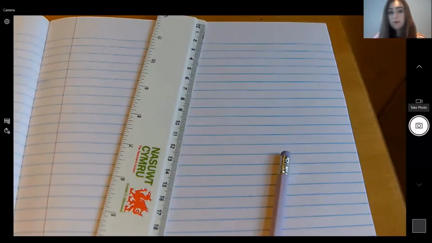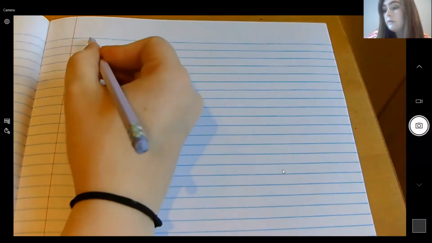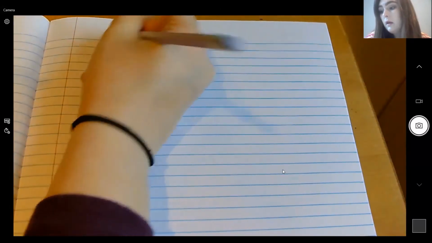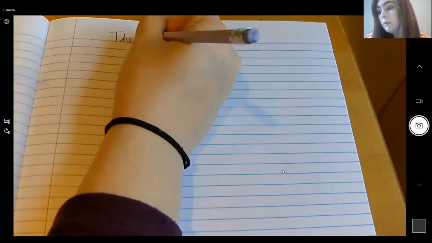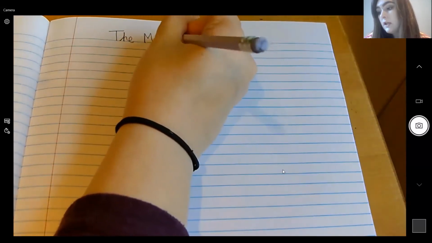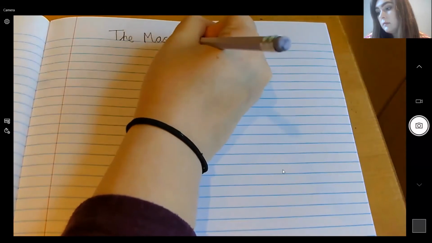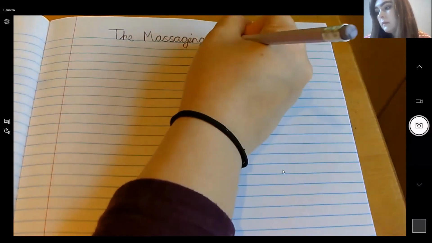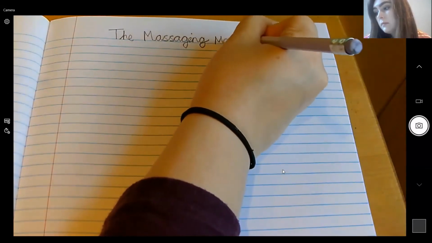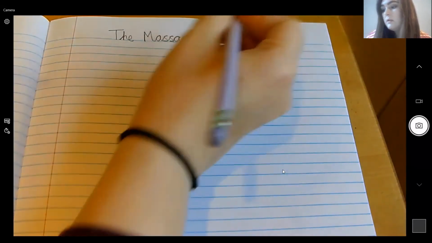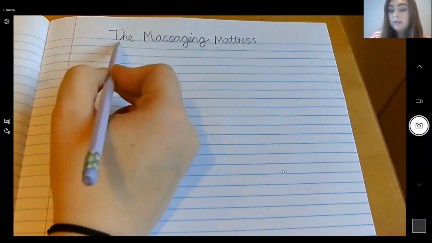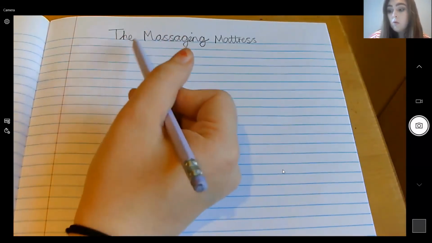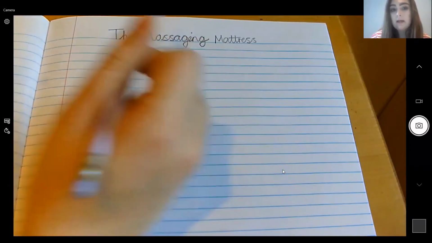Okay, so here is my book, and I'm going to write in my non-chronological report about the massaging mattress. So at the top, I'm going to write on that top line there, the massaging mattress. Now you may have noticed that I've started every word with a capital letter, and that's because it's a heading. So in your heading, you need to make sure that every word has a capital letter.